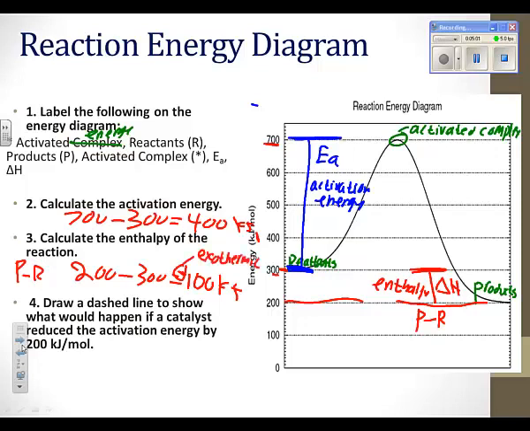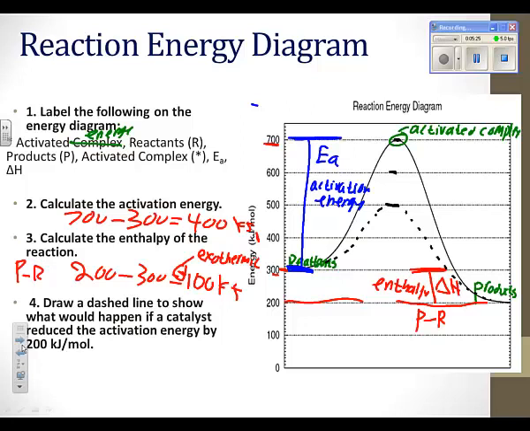The next, draw a dashed line to show what would happen if a catalyst reduced the activation energy by 200. We start at 700 with the activated complex. So 100 would be 600, and 200 would be 500. So that's going to be where the activated complex is. And you just kind of make it fit in line with the products and the reactants. Still going to start and end at the same place. It's just going to hit that activated complex a little bit earlier.